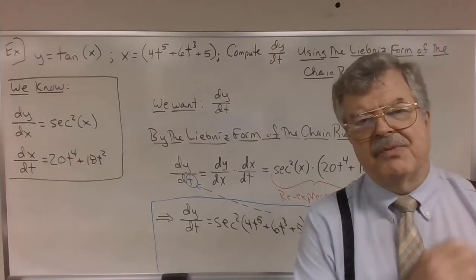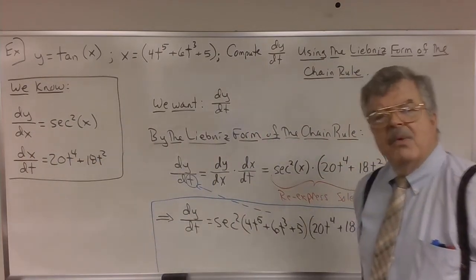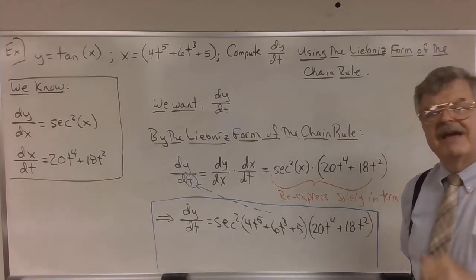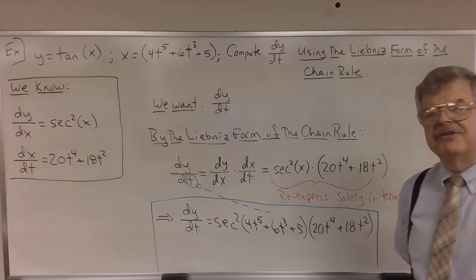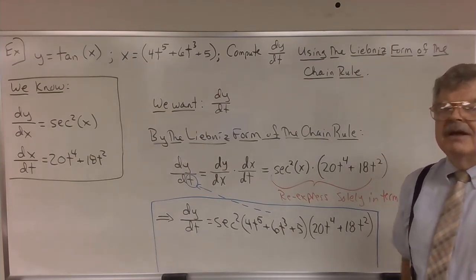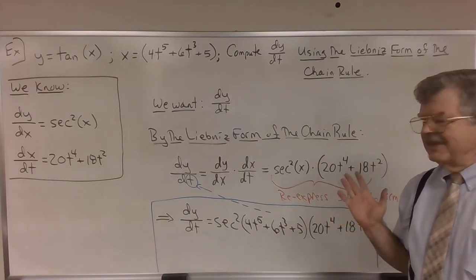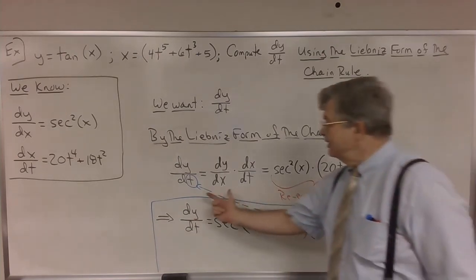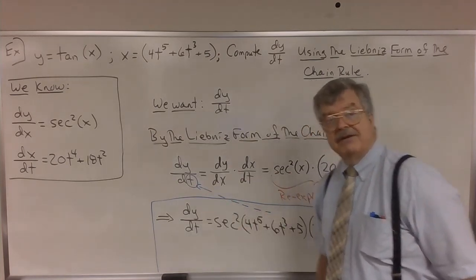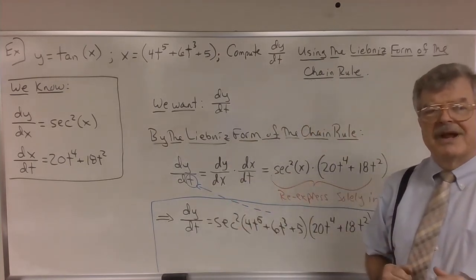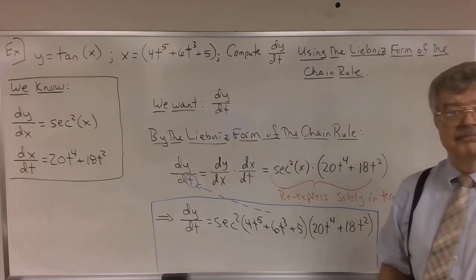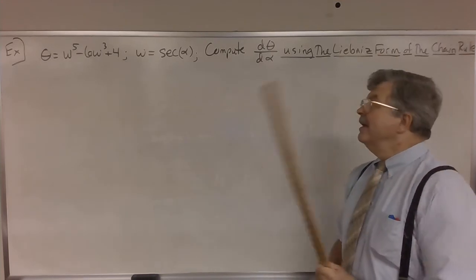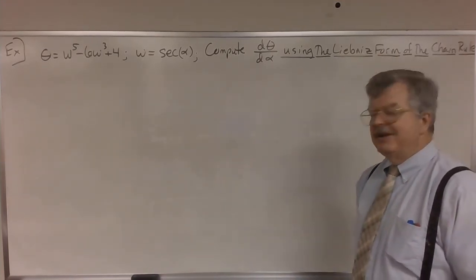Now I guess just one more. And I want to do one more. I want to have an example that doesn't have x's, it doesn't have y's, it doesn't have t's, just so that we'll have to really understand how to write the Leibniz form of the chain rule correctly in terms of whatever variables we have. One last Leibniz chain rule example.